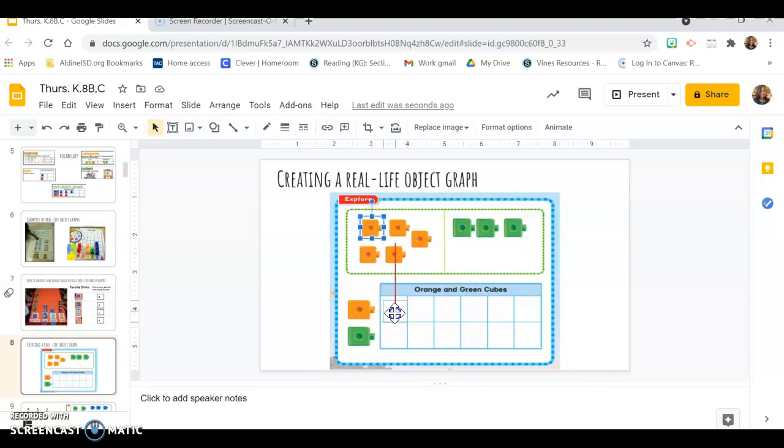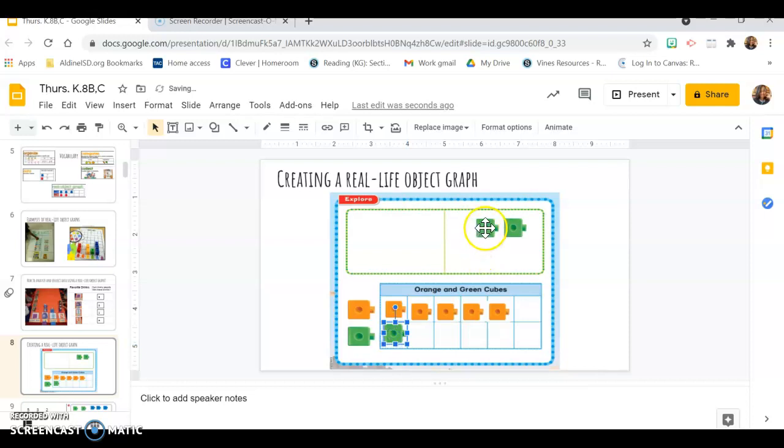So I have 1, 2, count with me, 3, 4, and 5. Okay, so we graphed our orange real life objects. Let's do our green. 1, 2, and 3. Awesome. So that is how you create a real life object graph.